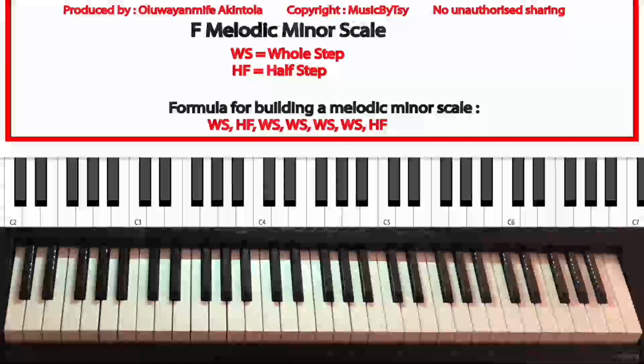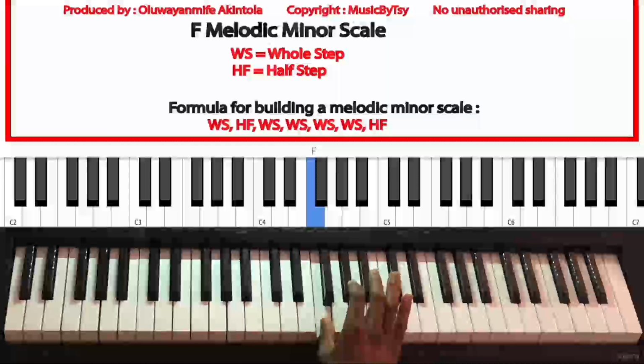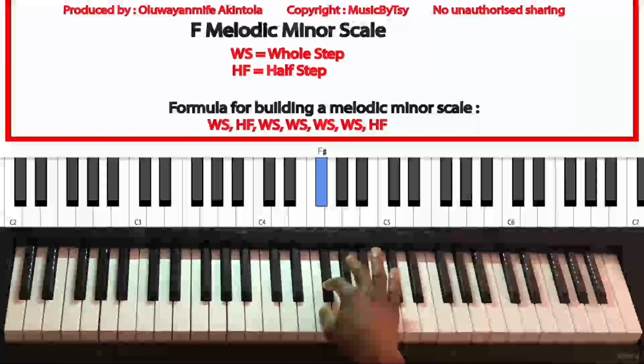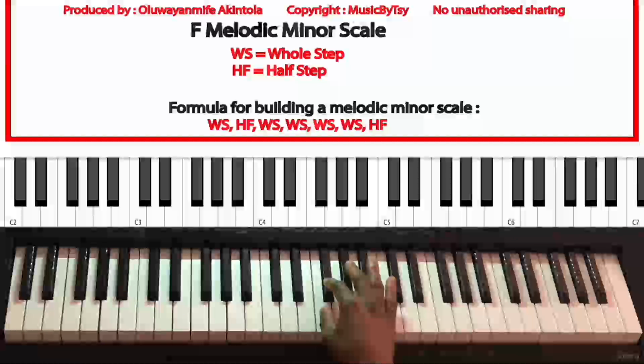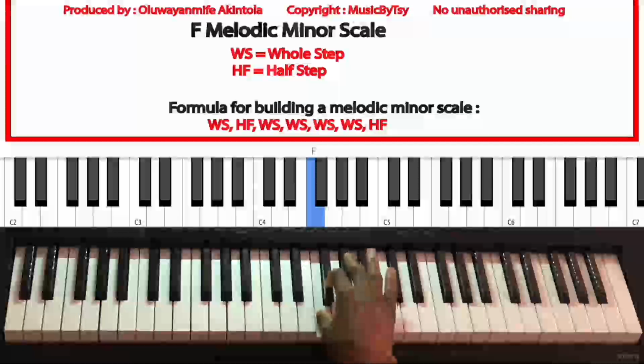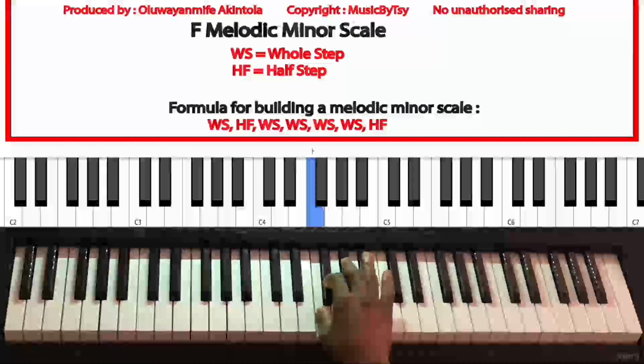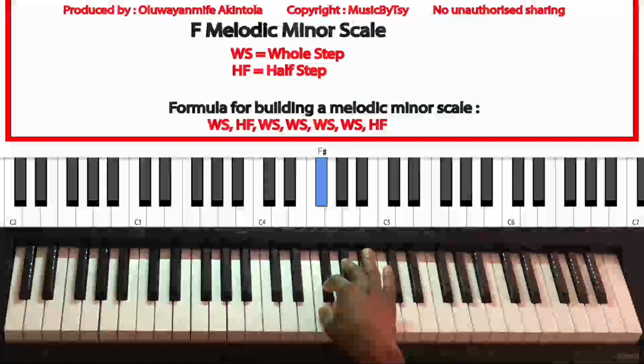Now, the third method by which we can build the F melodic minor scale is through the use of the formula. Now, just to remind you, whenever you move from one key to the next key without skipping any key, that is known as moving by a half step. So for example, if I move from the key of F to the key of F sharp, I've not skipped any key. I've just moved from one key to the next key. So this means that I've moved by a half step.